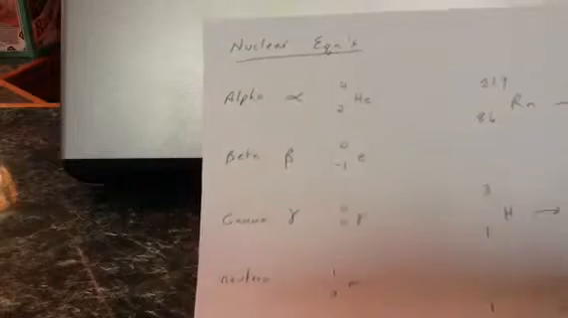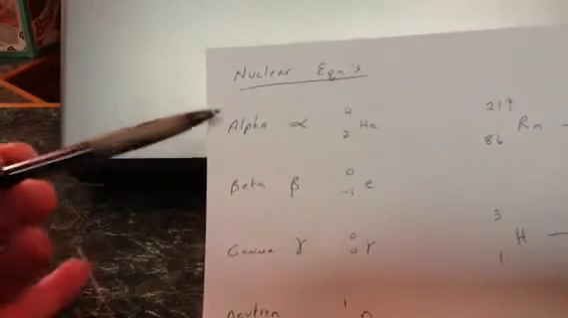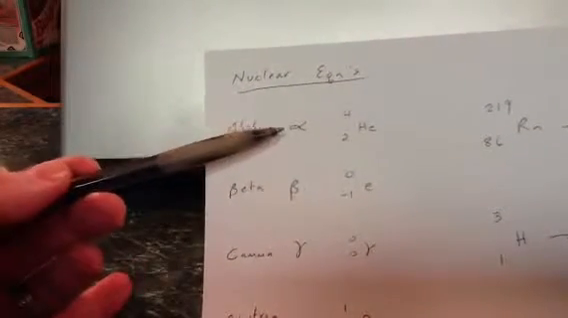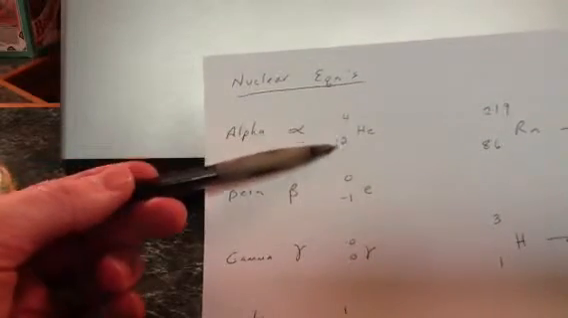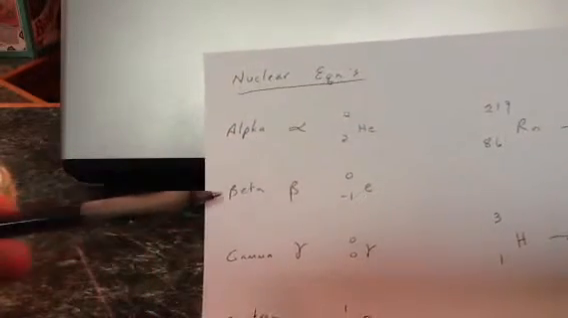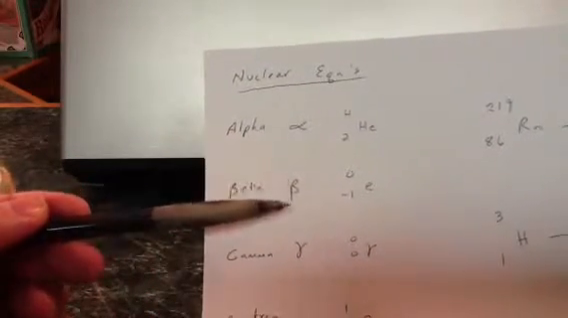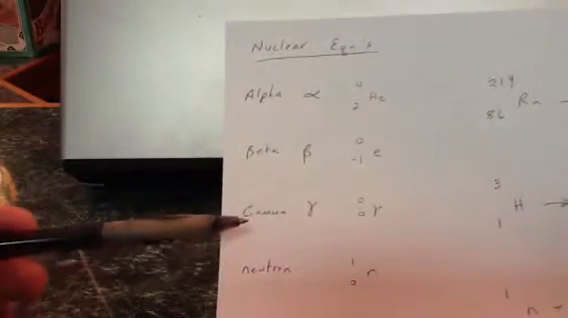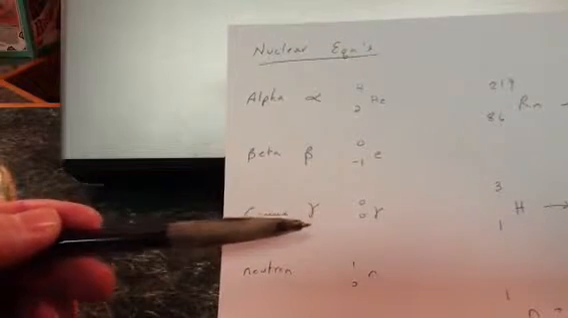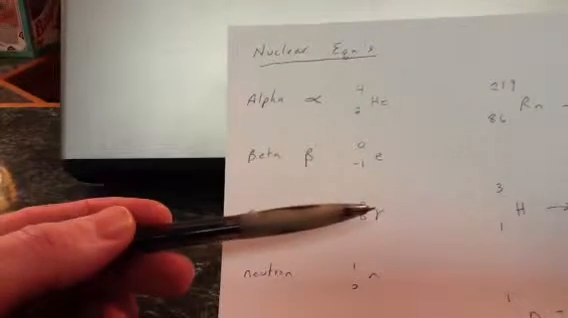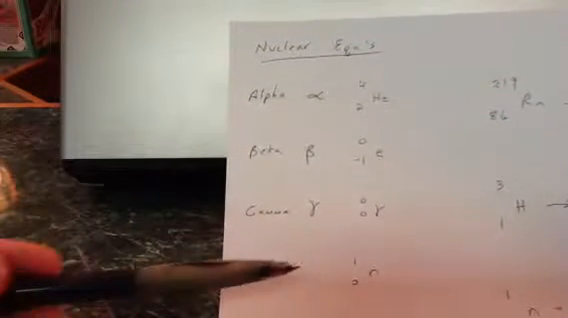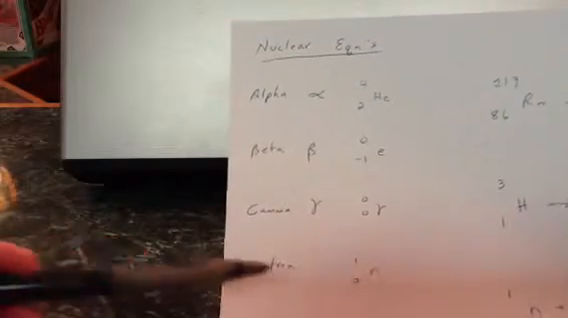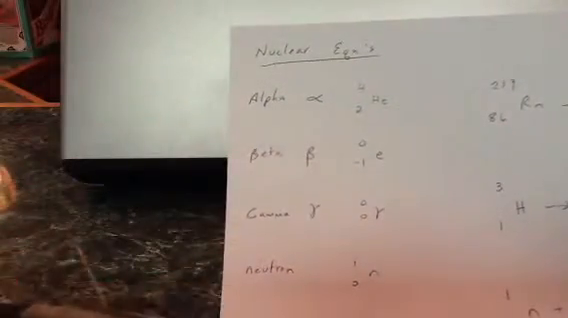First thing is nuclear equations. Now nuclear equations, you're going to want to have the following items. An alpha, with this symbol here, is 4 over 2, a helium. A beta, with this symbol here, Greek letter beta, is 0 over minus 1, an electron. A gamma, this symbol here, is 0 over 0, gamma. And neutron is 1 over 0, neutron. Those are kind of the special circumstances in writing nuclear equations.